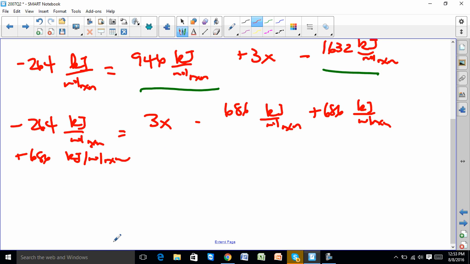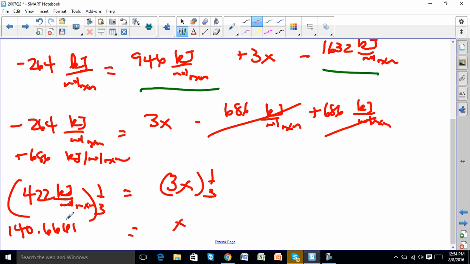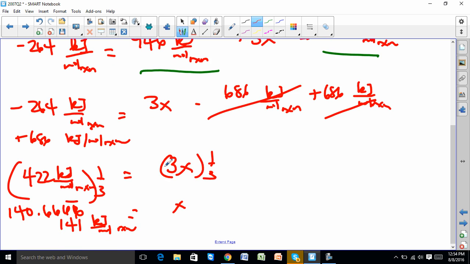Remember, there's a rule that you can't add or subtract numbers if they don't have the same unit. So this side is 3x because these are gone. And negative 264 plus 686 ends up being 422 kilojoules per mole Rxn. Then to solve for x alone, you'd multiply both sides by a third. And so then x is, my calculator says, 140.6666 repeating. We don't get infinitely many sig figs, we get 3. So the best answer is 141 kilojoules per mole Rxn. And that is the answer.